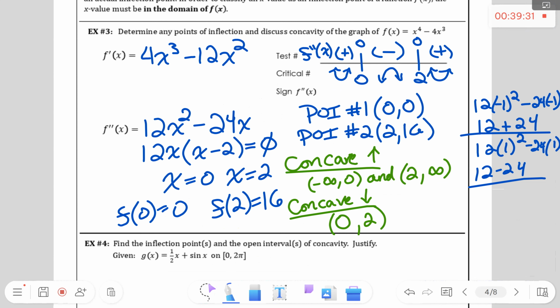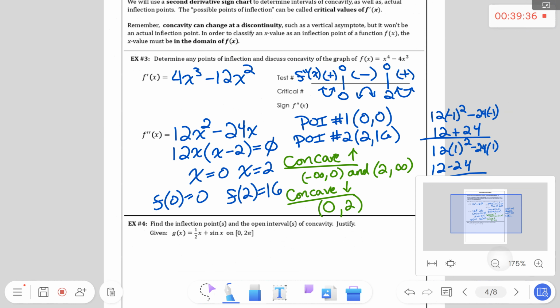Imagine if we had a big class and somebody still didn't know how to take a derivative at this point. Love small classes.